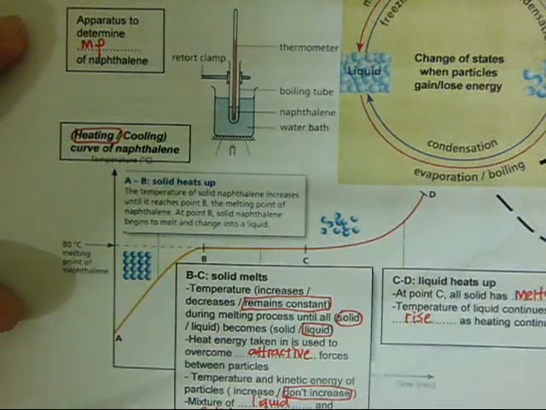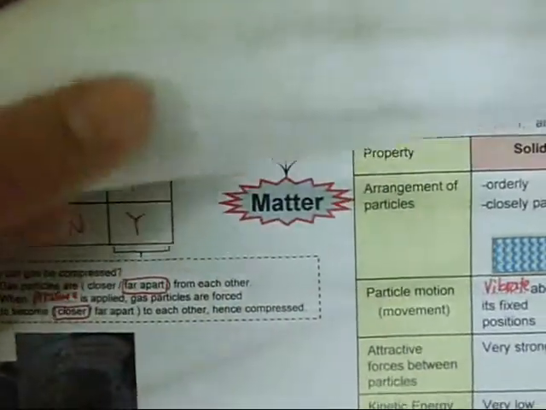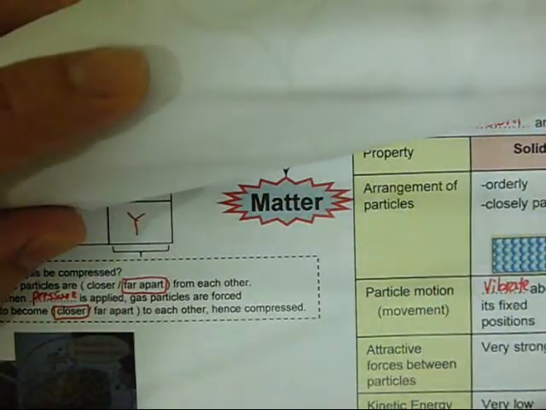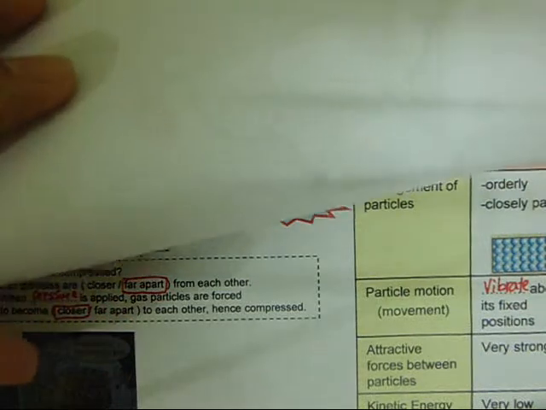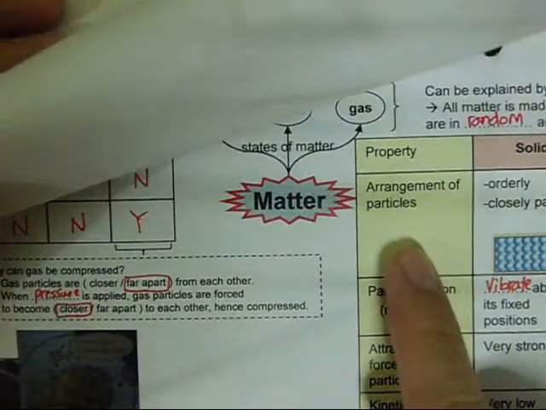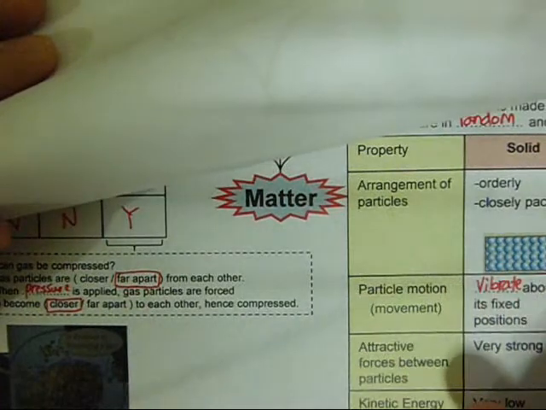Okay, what are the things to touch on? That would be the arrangement of particles. That will be the previous page. Arrangement of particles, particle motion, attractive forces, and kinetic energy. Sometimes the question will say, explain from the point of view of arrangement of particles. Then you only have to mention the arrangement of particles.